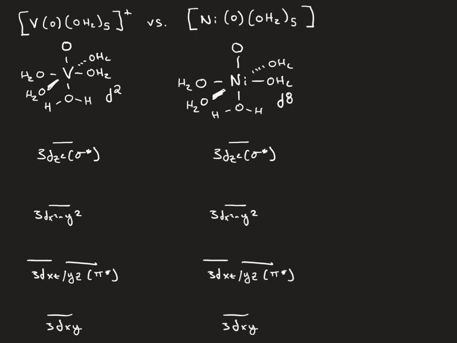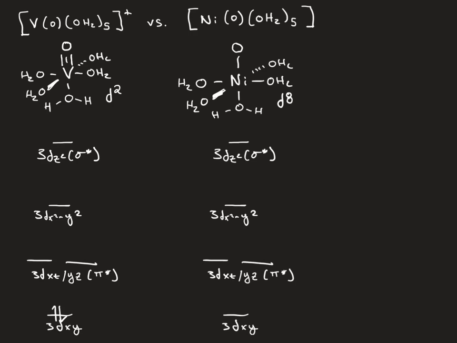We're now going to go back to these metal oxo compounds, looking at the vanadium oxo compound and the nickel oxo compound, and explain the chemistry that we've observed. So the vanadium oxo compound is a D2 compound. We can place 2 electrons in that 3dxy. We have no electrons in this pi star, no electrons in this sigma star, and so we can put 3 bonds between that vanadium and the oxygen.